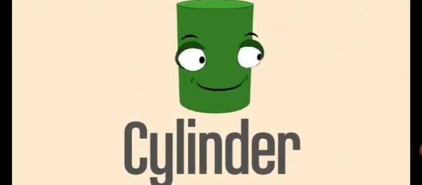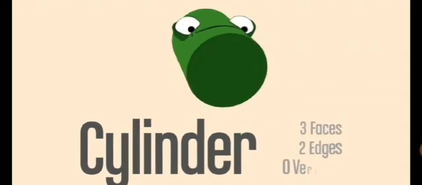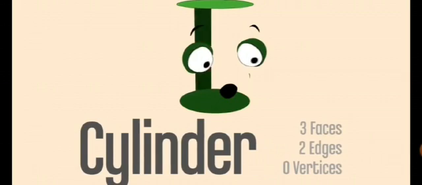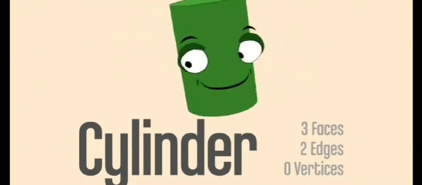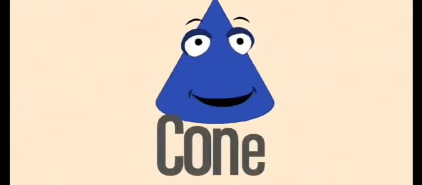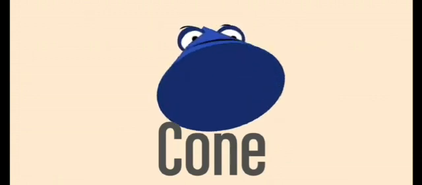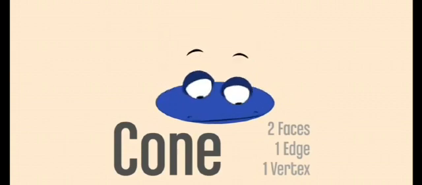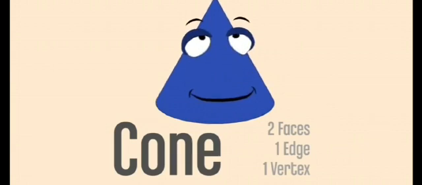So what do you think? Which shape is this? Cylinder. C-Y-L-I-N-D-E-R. Cylinder. A cylinder has 3 faces and 2 edges. So you need to learn a cylinder has 3 faces. Now here is a cone, a lovely cone. So let's count the faces of a cone. It has 2 faces and 1 edge and 1 vertex.